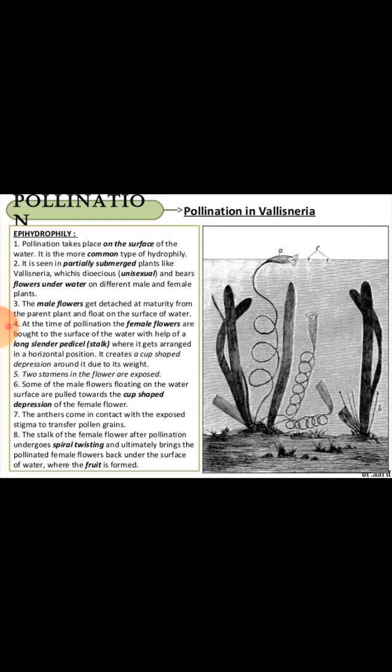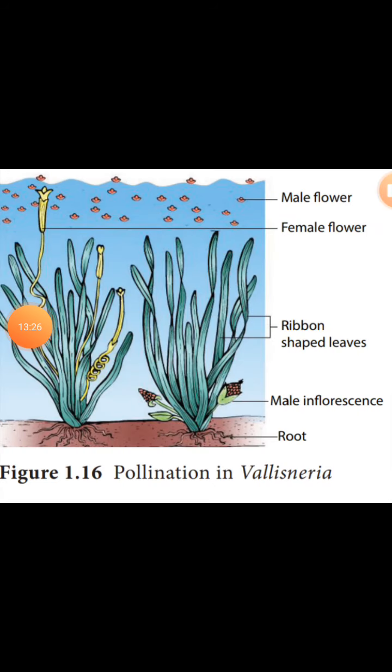Simply, in epihydrophily, pollen is deposited on the aquatic water surface, and pollination occurs above the water level. This is called epihydrophily. Examples are Vallisneria and also Elodea. Our book gives one of the examples, the best example of epihydrophily.